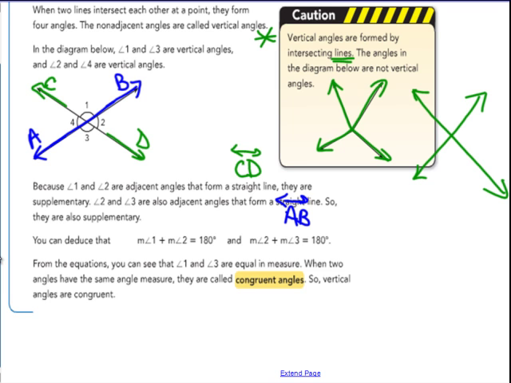What equal in measure means is congruent. So they are congruent angles. They are equal in measure. They have to be the same. Angle 1 and angle 3 are the same, which I showed you. And angle 2 and angle 4. Vertical angles are congruent. That's what all of this English is trying to tell you. Vertical angles are congruent, meaning they are the same. So 2 equals 4 and 1 equals 3.